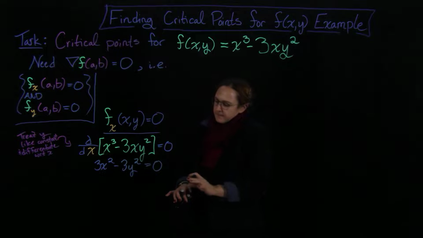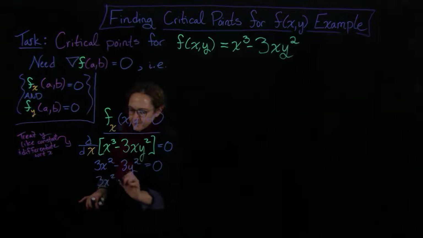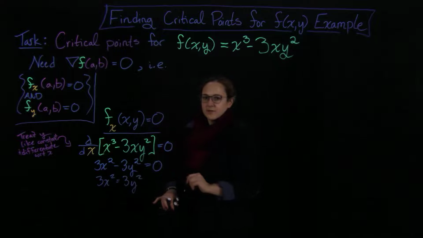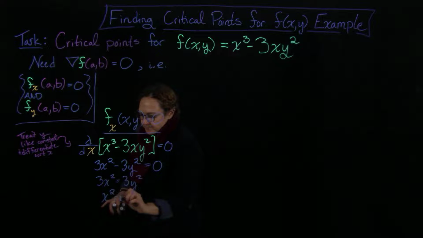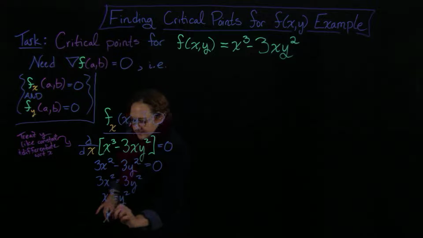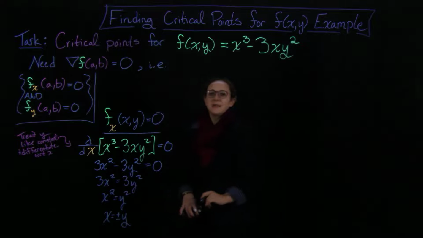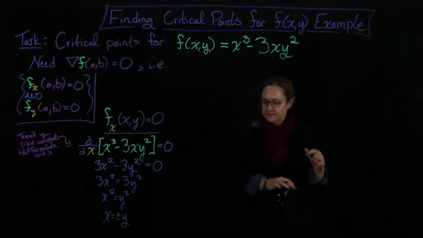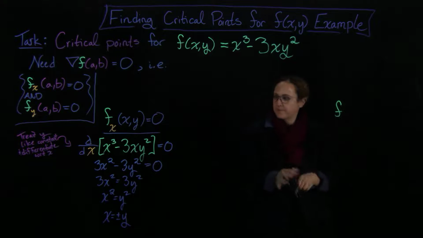Then I can keep rearranging. I know that 3x squared equals 3y squared, adding 3y squared to both sides, and then dividing both sides by 3. At this point, I can see that I would need x equals plus or minus y. So this is one piece that I'm going to need. Now let's do the other one: I'm going to take the partial derivative with respect to y and set that equal to 0.